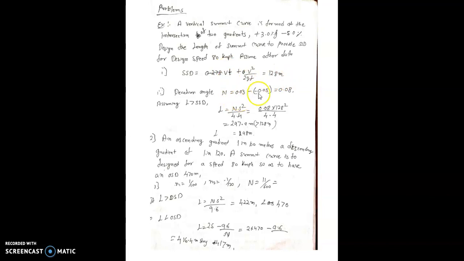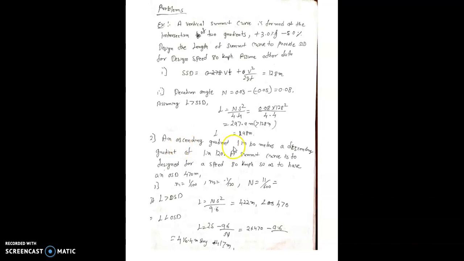Deviation angle N is n1 minus n2, or n1 plus n2 with sign, we will get 0.08. First we will assume L is greater than SSD. How much we will get? 297 or 298 meters. The assumed condition is correct, so we will go for L is equal to 298 meters.